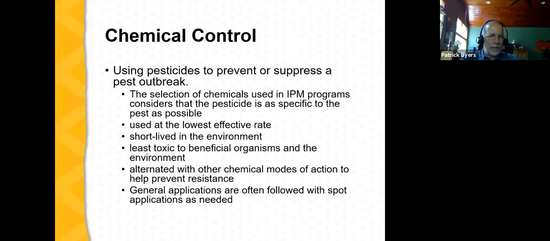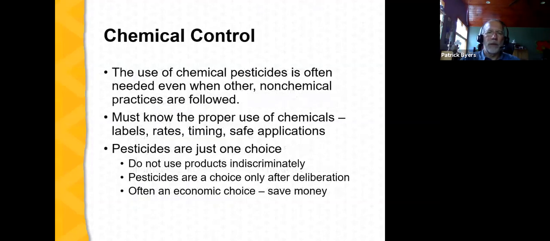And then, yes, it may be needed to use a general application over an entire bed, but after that, follow it only with spot applications as needed. In other words, repeat general applications will definitely make the collateral damage much greater than a general application followed by spot applications. Keep in mind that chemical pesticides are the most effective way to manage a number of diseases, and they also are helpful when used in concert with other non-chemical practices.